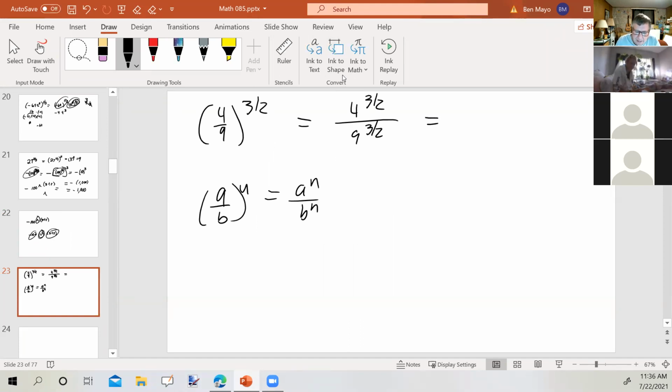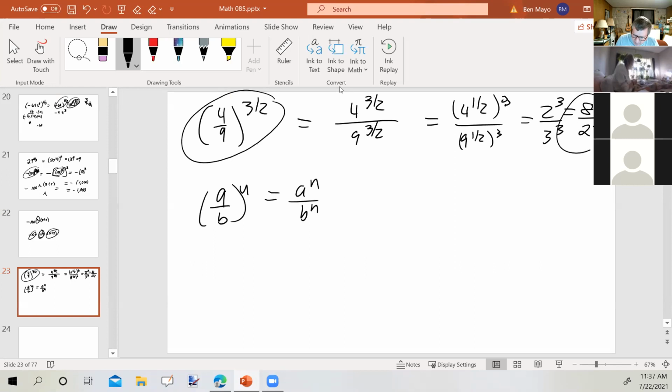Now I can take 4 and cube it and get 64, and take the square root and get 8. Or I can take the square root, which is 2, and cube it and get 8. So again, I can do the exponent or the root first. Then 9 to the 1/2 power cubed. 9 to the 1/2 power is the square root of 9, which is 3, and 3 cubed is 27. So 4/9 to the 3/2 power equals 8 over 27.